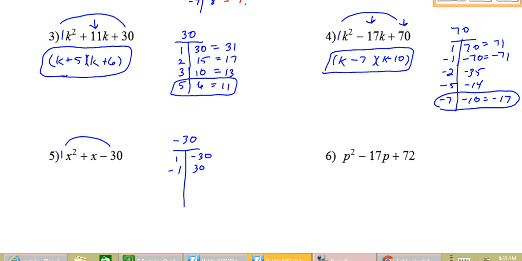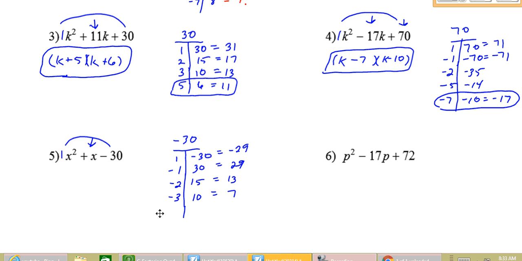Because our middle term is a positive number, we're going to want to keep our positive sums. So obviously, if I were to take 1 and negative 30, that would give me a negative 29. And if I do negative 1 and positive 30, then I would get a positive 29. So we're going to try to do the negatives on the left and the positives on the right. So if I do negative 2 and positive 15, that would combine to a 13. And then if I do negative 3 and positive 10, that would combine to a 7.